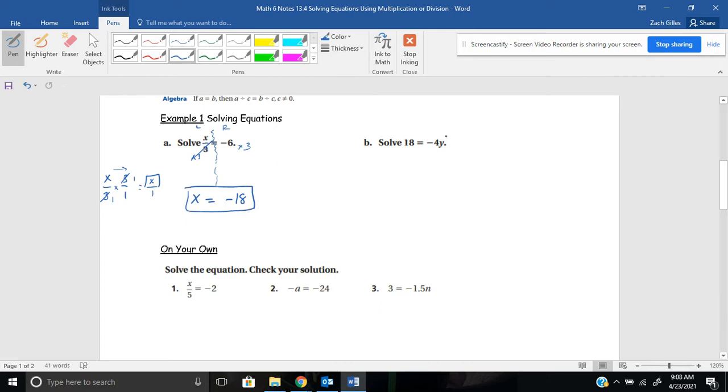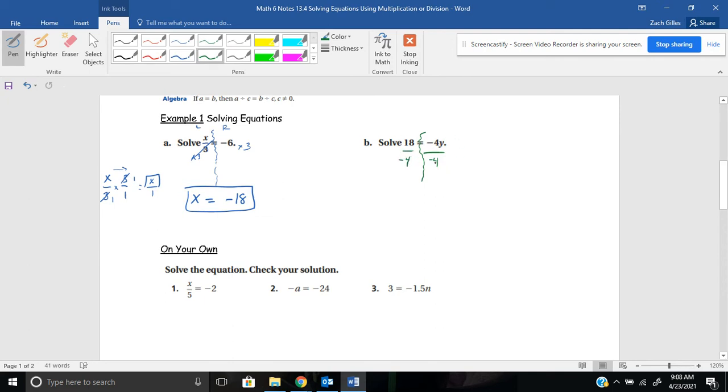For letter B, it says 18 is equal to negative 4y. Again, I'm going to split out the equal sign. It might look a little bit different because my variable is on the right-hand side, so it really doesn't change anything. For our sake, I'm still going to ask myself, what's being done to y and how do I undo that? Well, anytime I have a number smushed right next to a letter, that means multiplying. So to undo that, I would divide by negative 4 on both sides.